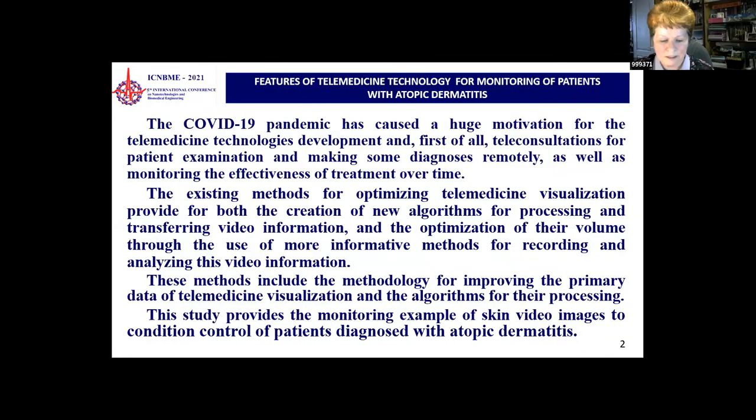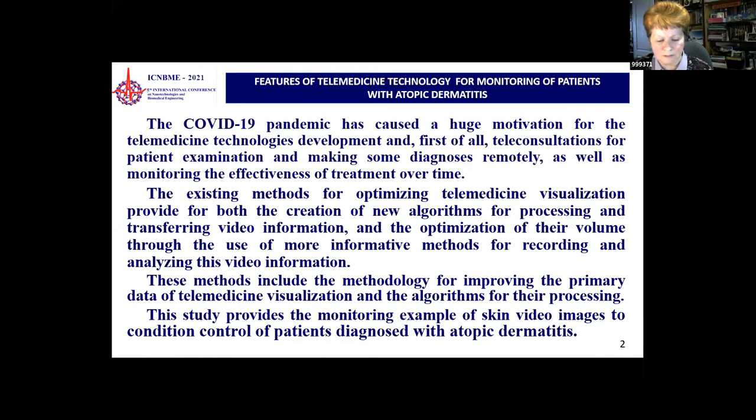The COVID-19 pandemic has caused a huge motivation for the development of telemedicine technologies and, first of all, teleconsultation for patients' examination and making some diagnosis remotely, as well as monitoring the effectiveness of treatment over time. Along with the new capabilities of modern telemedicine technologies, nevertheless, questions arise related to ensuring the identity of conditions and hardware for recordings and transforming data, and accordingly, the repeatability of survey results.